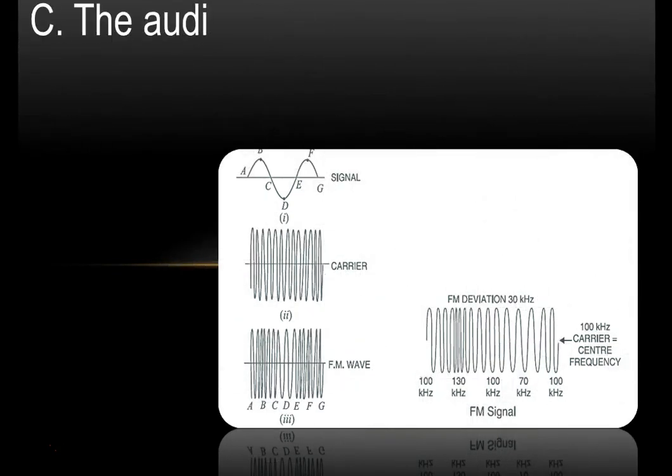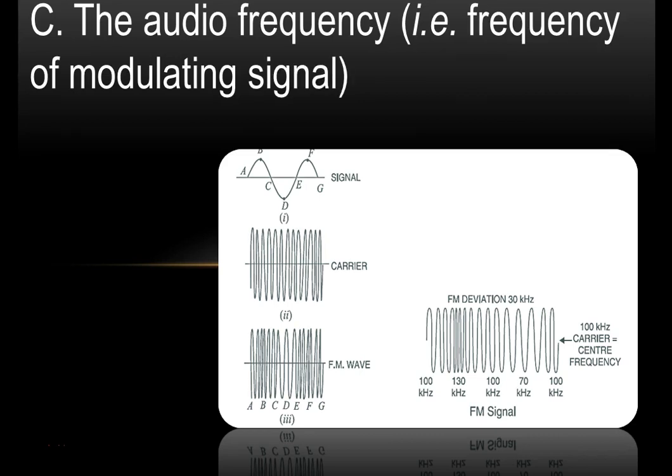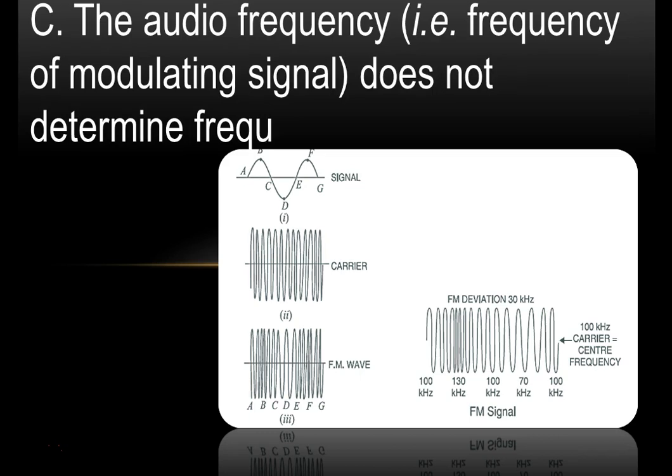The third point is that the audio frequency, that is the frequency of the modulating signal, informative signal, does not determine the frequency deviation.